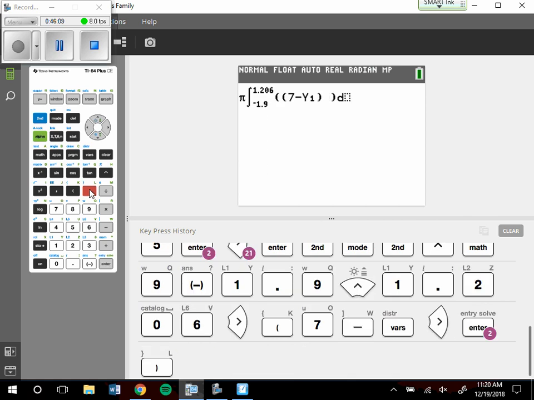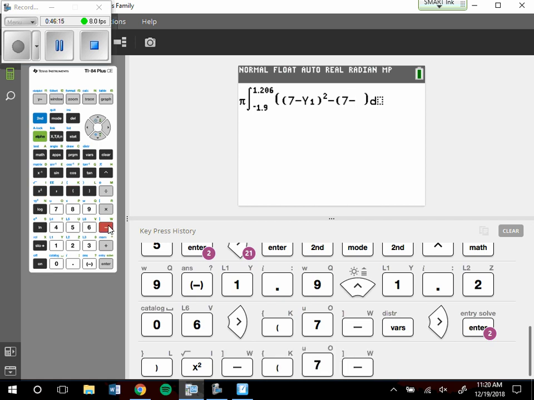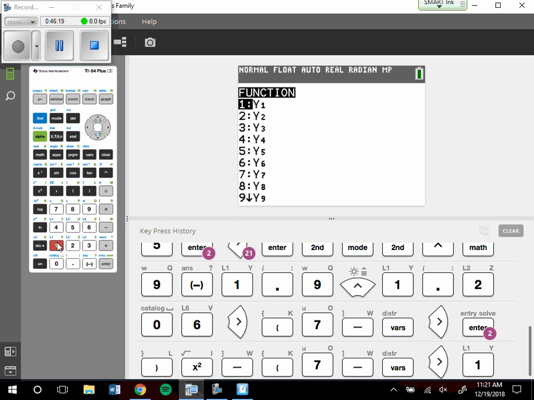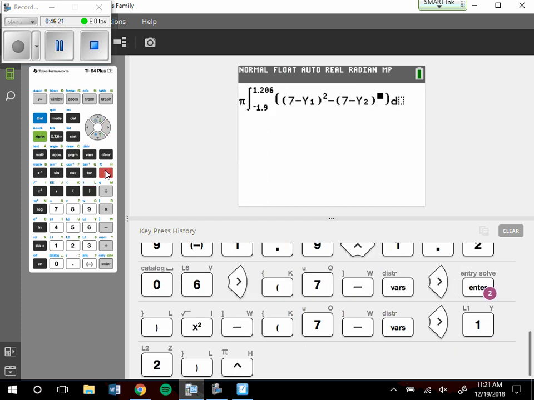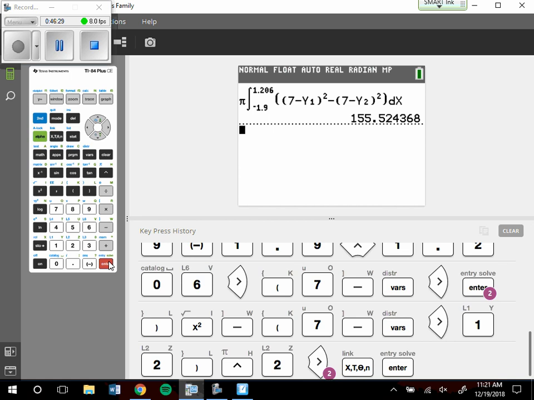I usually just type it all in, but it's so much easier to do this. Minus 7 minus whatever I have in y2. Square it. And my dx or dy? dx. Even though there are y's in there, those y's are defined by x's. And that's your volume.